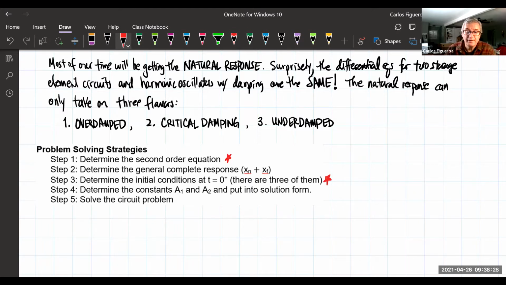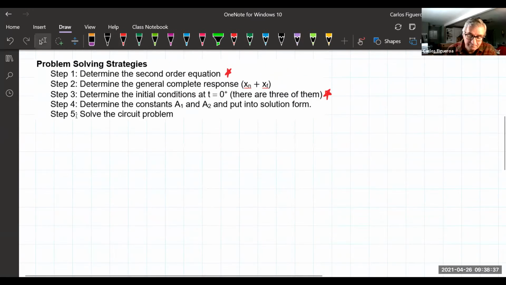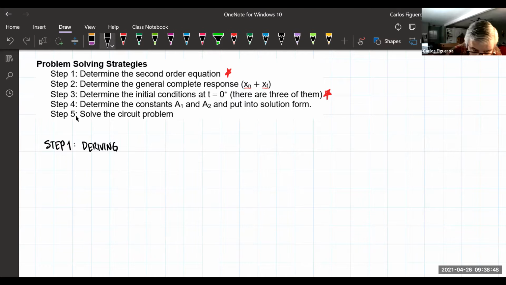So here's what we want to do. I'm going to start with step 1. We're going to be deriving the second order equation.